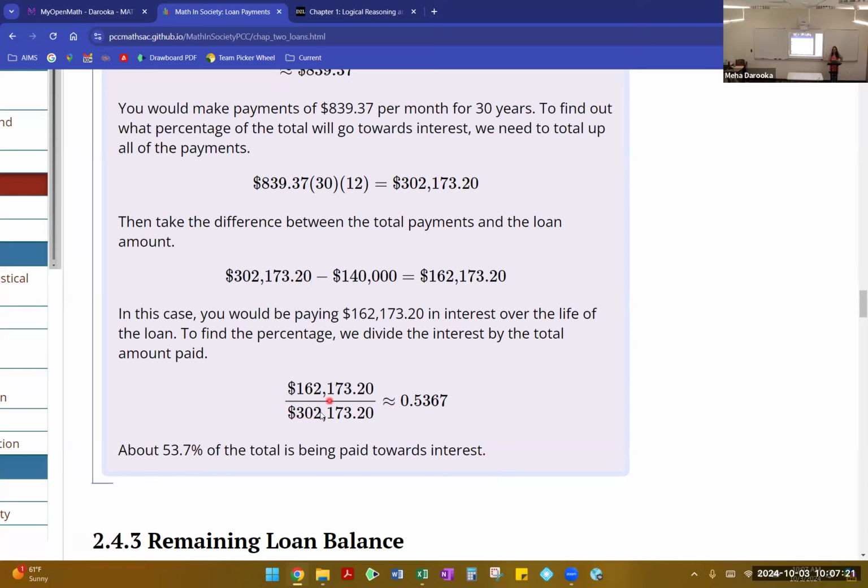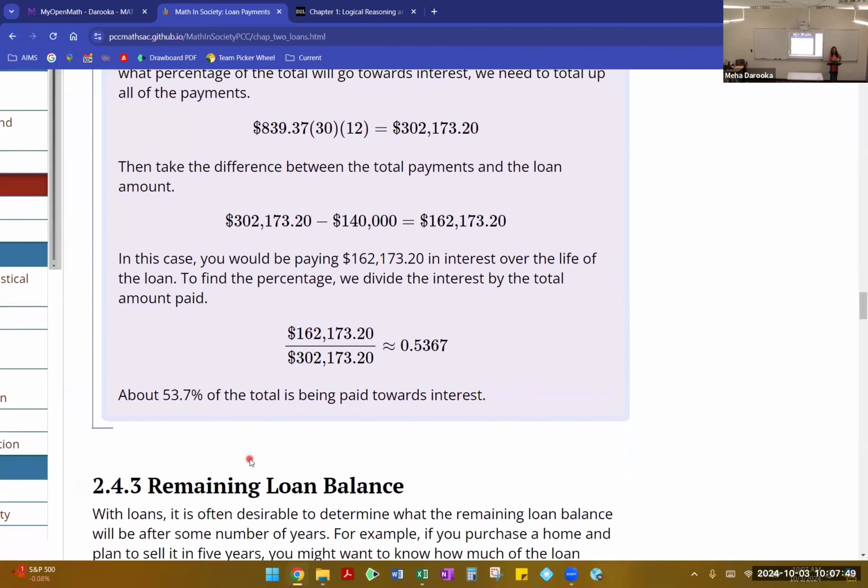It's how much total payments you've made. So it's going to be that interest we calculated divided by how many total payments we've made. So, you know, our total value, and you can see that comes out to be approximately 53.7%. And like I said, we are paying more than the amount we borrowed, right? So right at 50% would be if you were paying 140 in interest, but since we're paying more than 140 in interest, that amount is going to be higher than 50%.